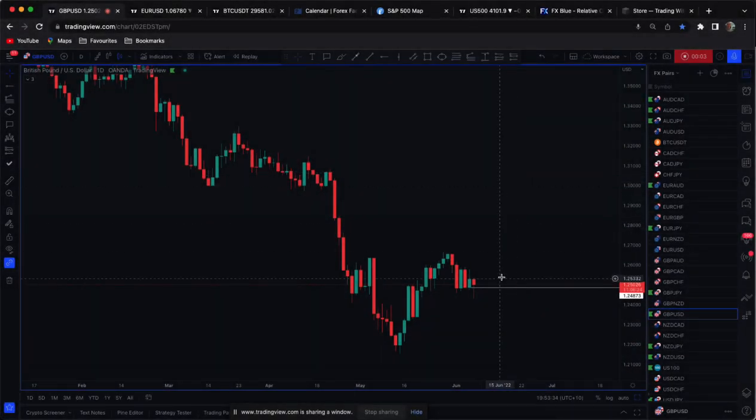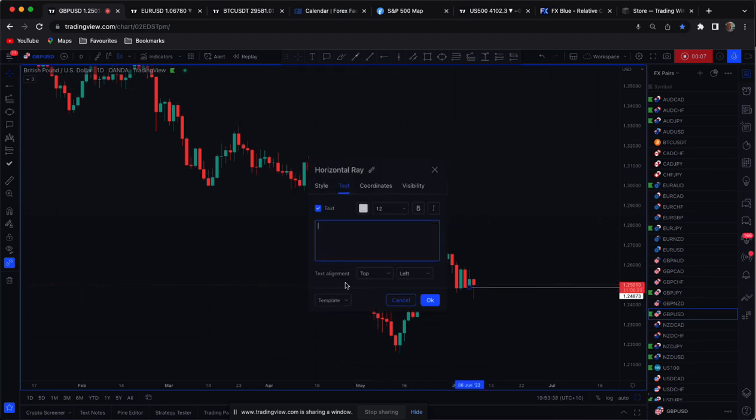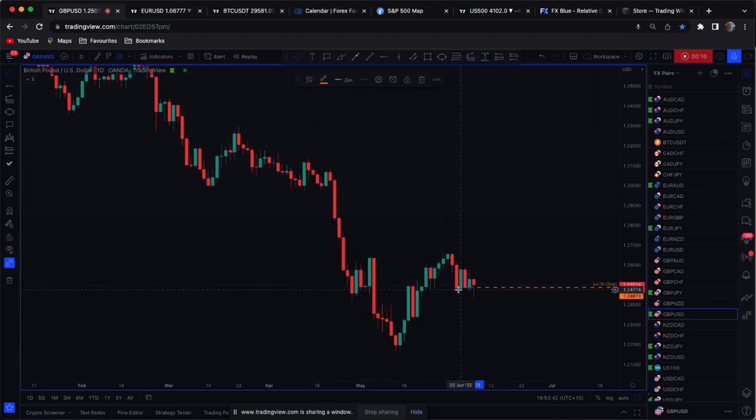Taking a look at the pound dollar. This is the weekly open here. I'll just mark that up. Taking a look at this on the daily, it's having a go at this level here. And I mean, you can see a bit of an ascending triangle set up here.